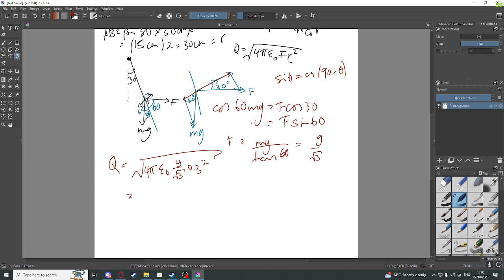So let's just see what that is. 4 pi epsilon 0 times 9.81 divided by the square root of 3 times 0.3 squared. And what my charge ends up being is 7.531 times 10 to the power of negative 6 coulombs. Okay, so that's the problem.